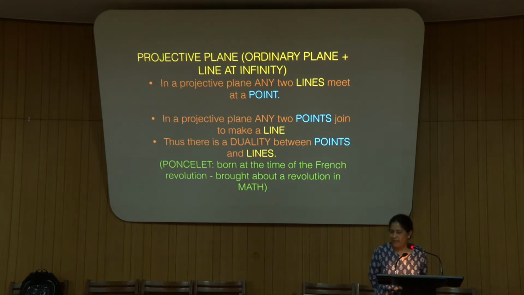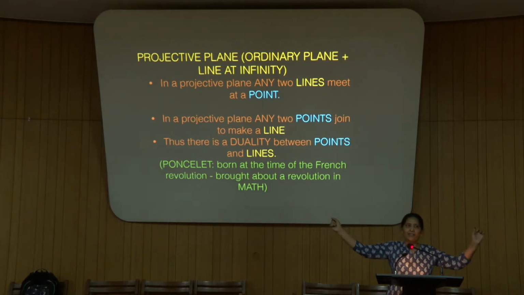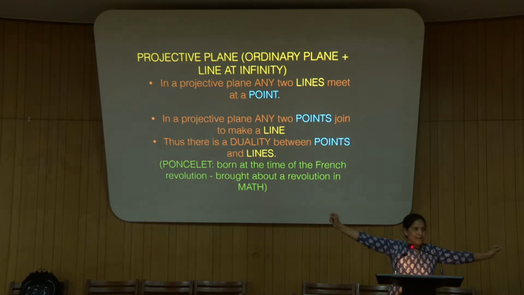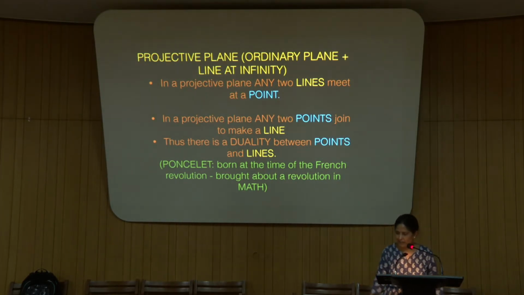So the projective plane is basically the ordinary plane plus the line at infinity. I had talked about this point at infinity, a set of parallel lines joining at a point. But you can have different sets of parallel lines meeting at different points, right? Now imagine joining all these points, then you'll get a line. That's the line at infinity.